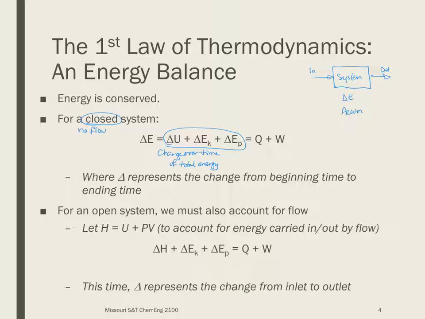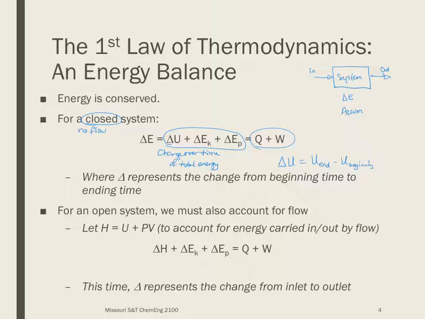And if there's no flow, the only way energy can be exchanged with the surroundings is through heat transfer and work. And so therefore, this is going to be the exchanging with the surroundings. And in this case, the delta, because I'm looking at a change over time, is going from the beginning time to the ending time. And so when I do the subtraction, if I said, say, delta U, this would be U at the end minus U at the beginning. Okay, so delta is always meaning end minus beginning, because that's the way this is defined.